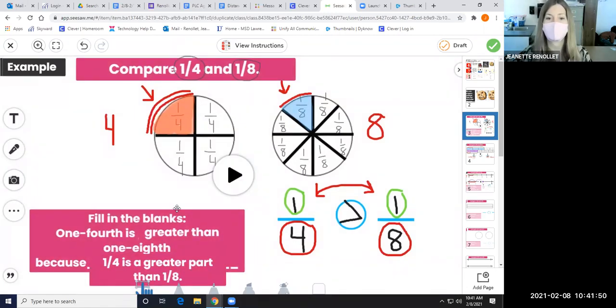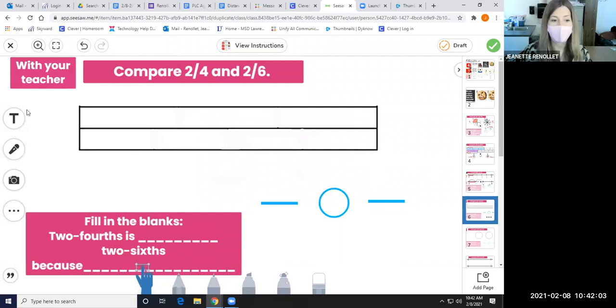Okay, we have just seen one example together. Now we're going to go to slide number 6 and work together on partitioning to compare two fractions. Please join me on slide number 6. Students should be focusing their attention during a lesson, ready to work with the teacher. Compare 2/4 and 2/6.